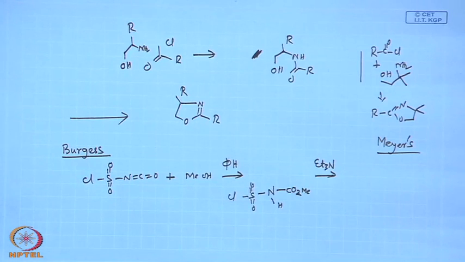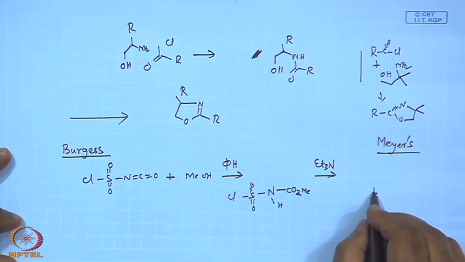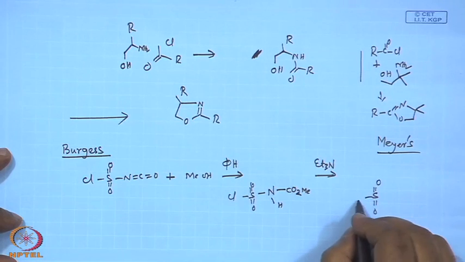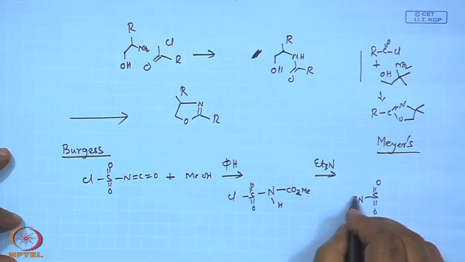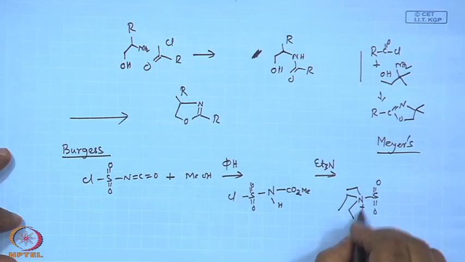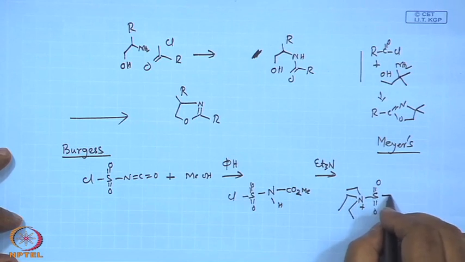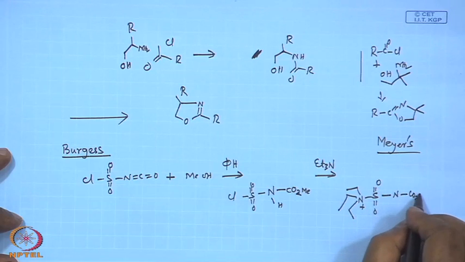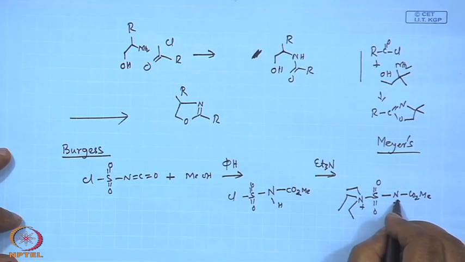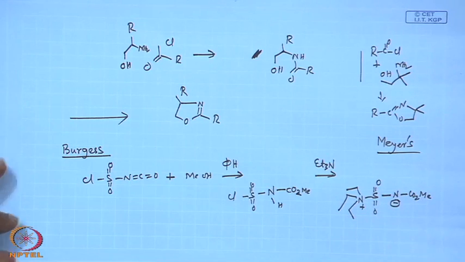Now, what does it do here? The next step is basically a kind of deprotonation. So here now triethylamine displaces this chloride part, and the chloride picks up this hydrogen from the carbamate unit. So, it forms basically nitrogen minus here, nitrogen plus here. It is a strange kind of molecule though. It looks like this, but preparation is pretty easy. Preparation is pretty easy, okay.